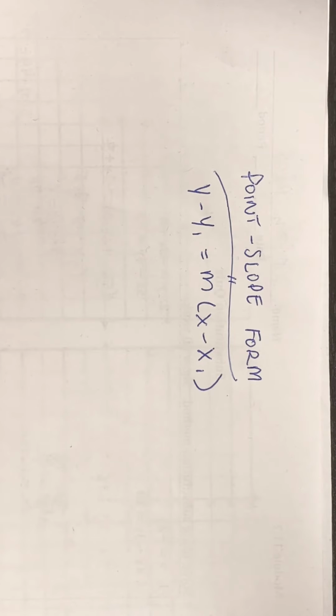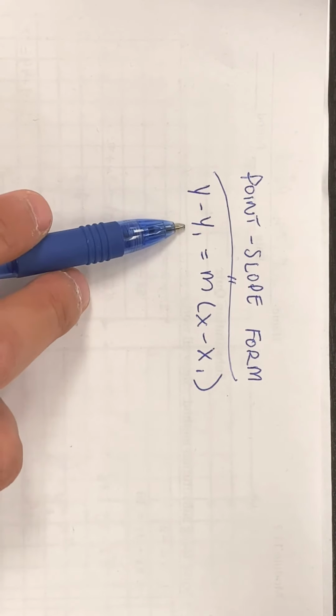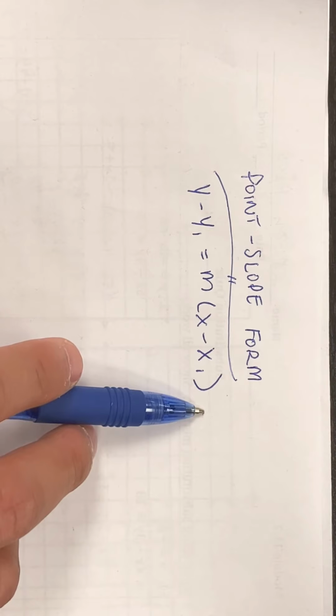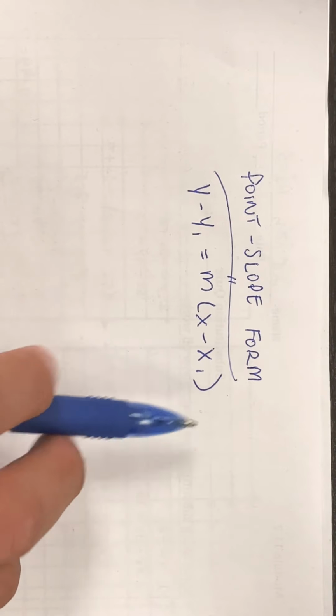This is Mr. Garza making you guys a video on how to graph a linear equation if it is in point slope form. This is point slope form here. As you can see, it is y minus y1 equals m times x minus x1. There are multiple ways to graph from point slope form. I'm going to show you guys the way that we talked about it in class.